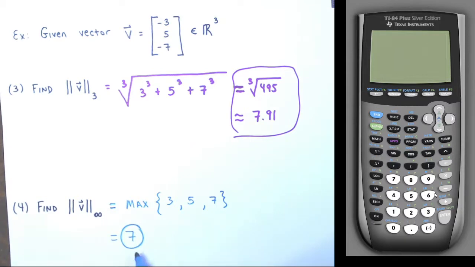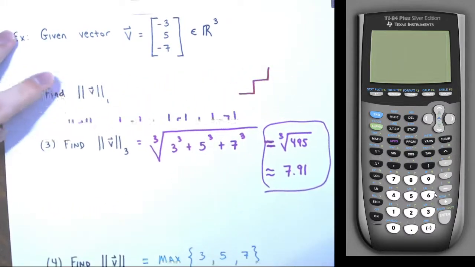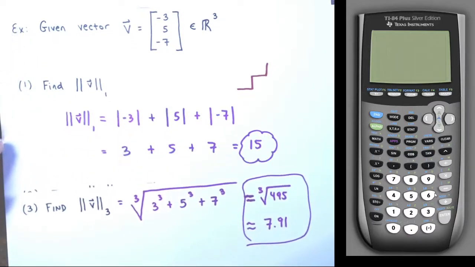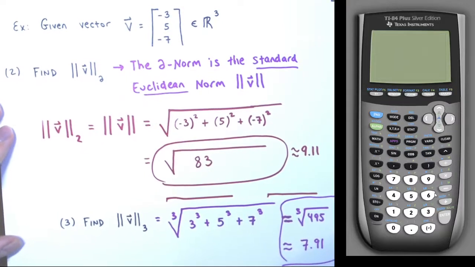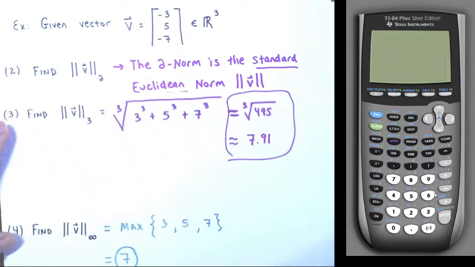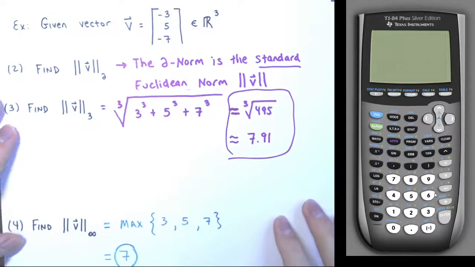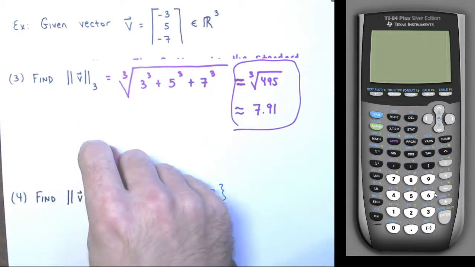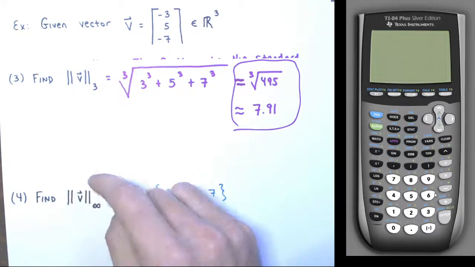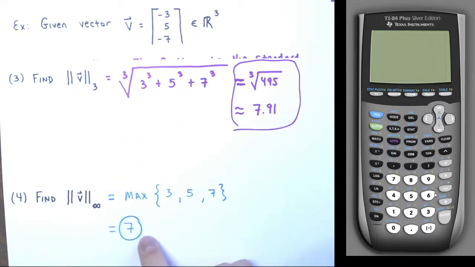And this is really like a limiting value, if you think about it. You notice how I started off with the 1 norm being 15, the 2 norm was 9.11, a little smaller, the 3 norm was 7.91. What you'd notice is that if you did the 4 norm, the 5 norm, the 6 norm, 7 norm, 8 norm, their limiting value would be 7. You see how they were decreasing to 7?